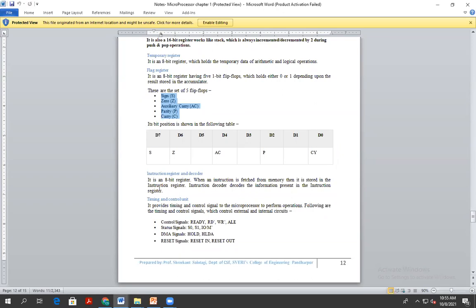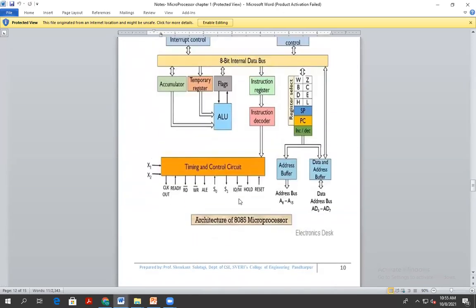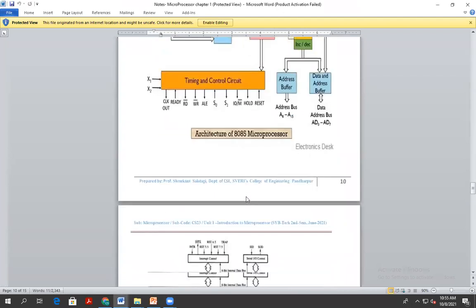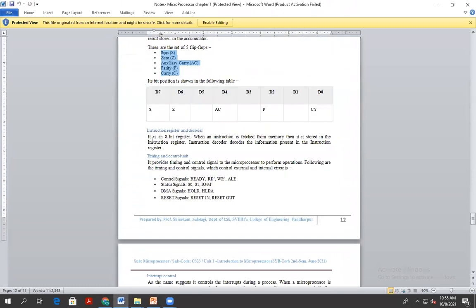No problem. So after that, the instruction register and decoder block, now I am going to explain. Here, it is an 8-bit register. When an instruction is fetched from memory, it is stored in the instruction register. This instruction register is used to store the instruction and to do the manipulation of data. And the instruction decoder decodes it, because a human being cannot understand the machine code; it is only understood by the computer memory, so it is decoded and translated. For that, we use the decoder on the information present in the instruction register.